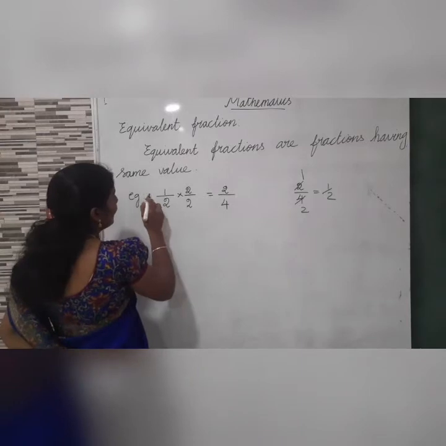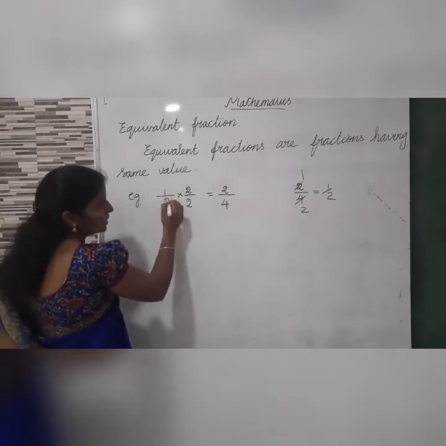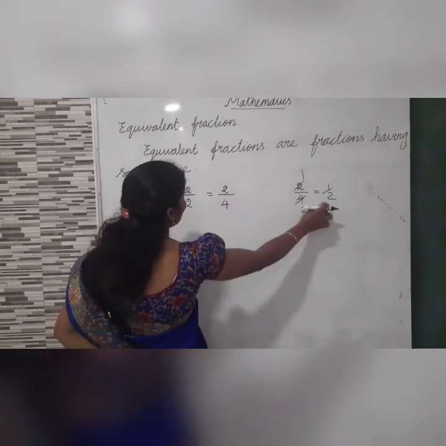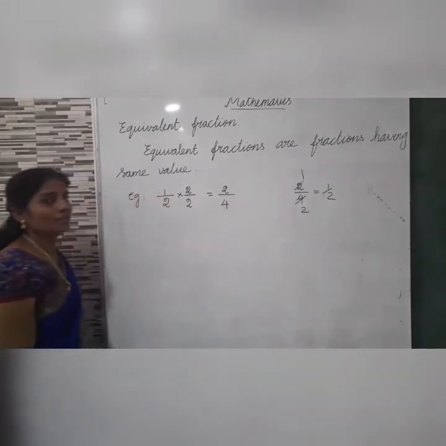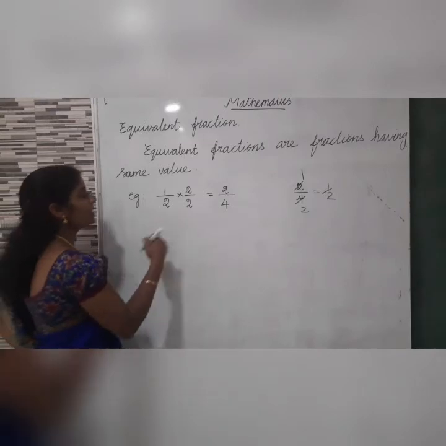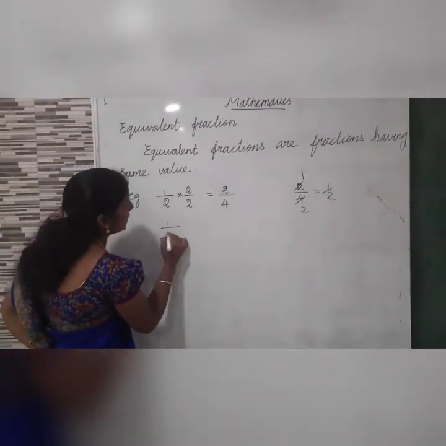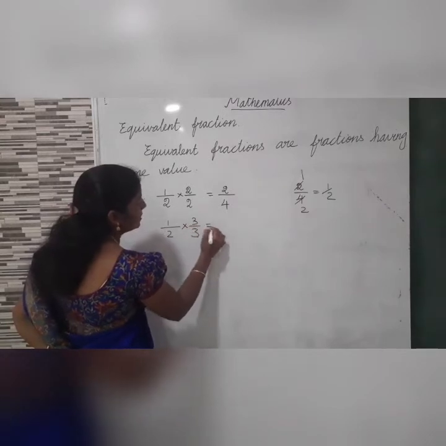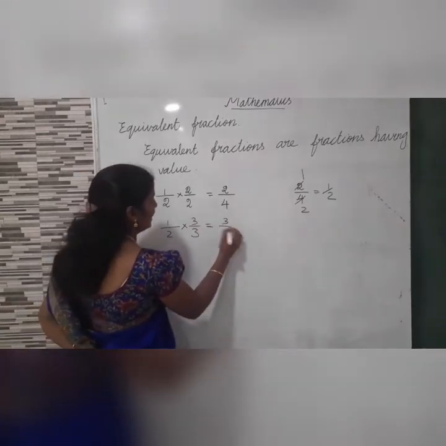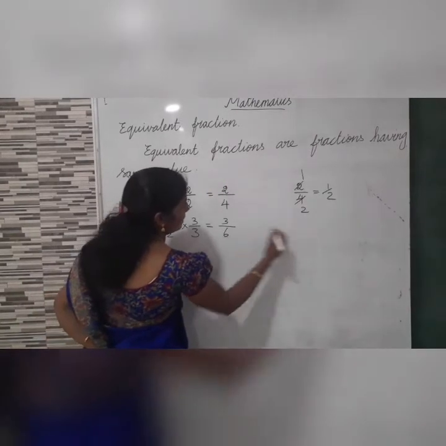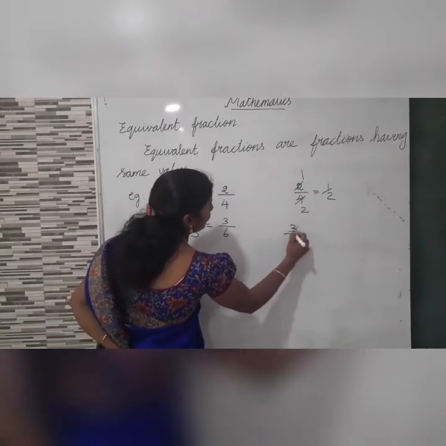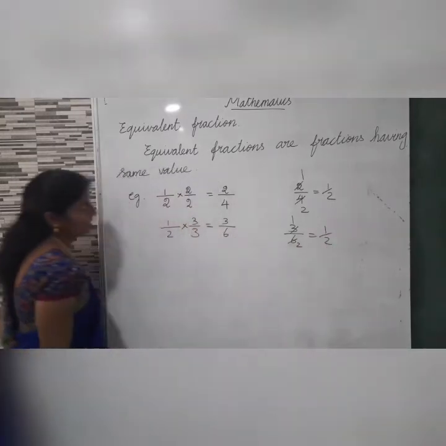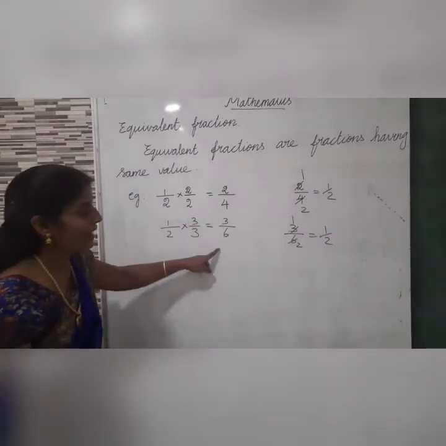Our example is 1 by 2, isn't it? This next one is an equivalent fraction also, as that value is 1 by 2. Are you clear? Then what's the next equivalent fraction? 1 by 2 into 3 by 3 equals 1 into 3, 3, and 3 2s are 6. Now simplify: 1 3 is 3, 2 3s are 6. That value will not change. So this is the equivalent fraction.